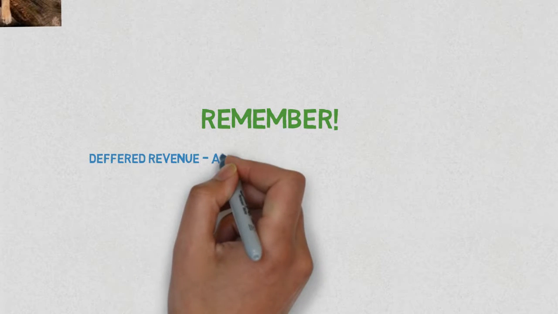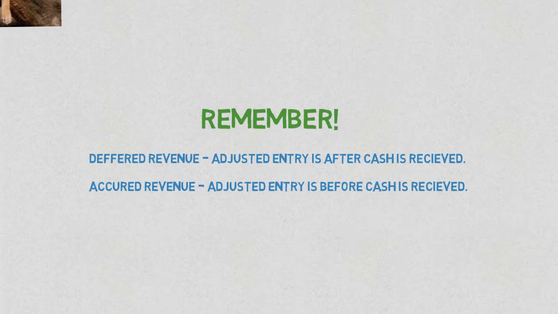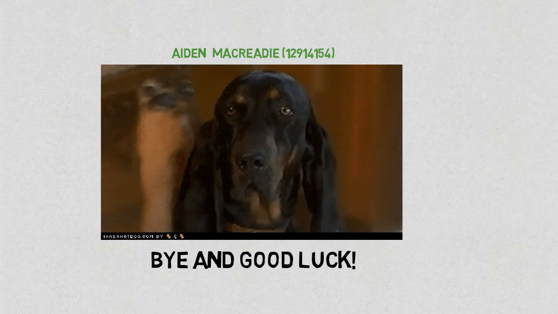Remember, with deferred revenue, the adjusted entry is after cash is received, and with accrued revenue, the adjusted entry is before cash is received. Thank you and good luck.